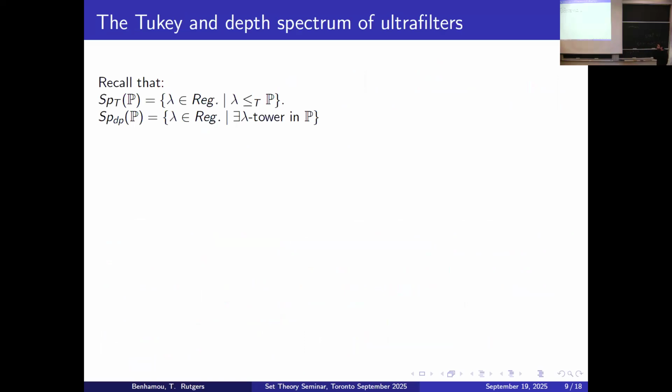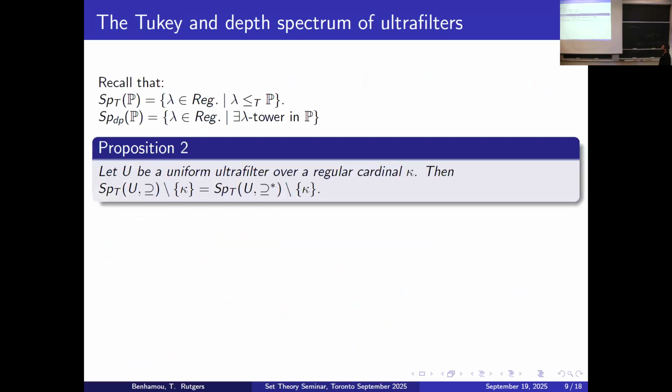Okay, so back to the notion of the Tukey and depths. So remember, Tukey is all the lambdas which are Tukey below P. The depth is all the towers. So now we are worried about, when we consider an ultrafilter, we can think about the subset or the subset star, but besides kappa, this is going to be the same thing. So it doesn't matter which one we pick.